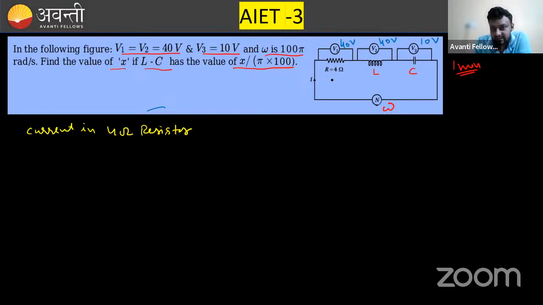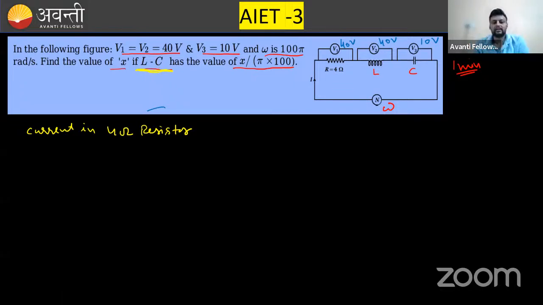So the question says these are the three components, R, L, and C, connected in series. Across them there are voltmeters V1, V2, and V3, which give the reading of voltage across the resistor, inductor, and capacitor. The values are given as 40 volt, 40 volt, and 10 volt. Clear? And the frequency of the source is given as 100 pi. You need to calculate the value of L minus C. That means you need to calculate the values of L and C both.